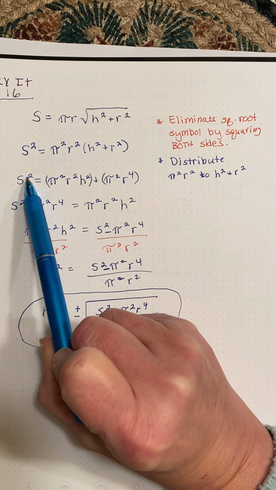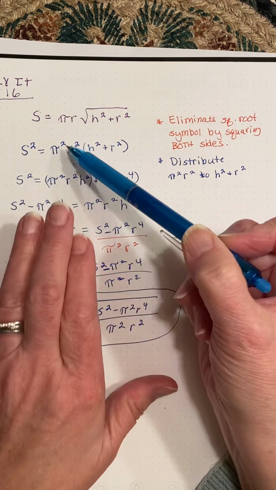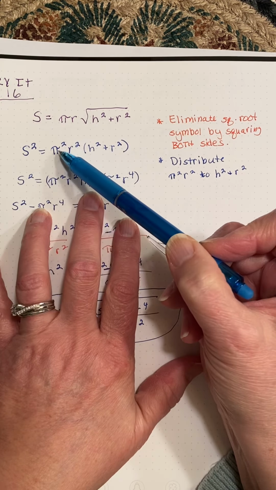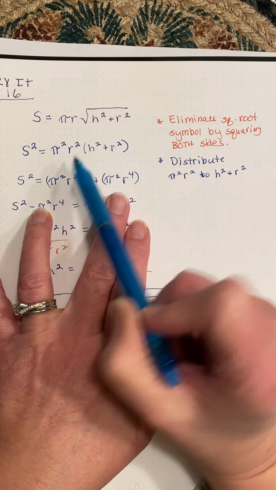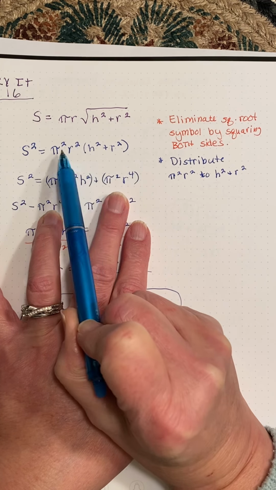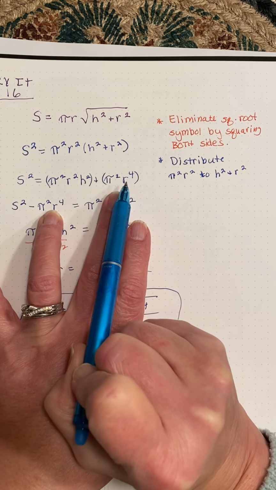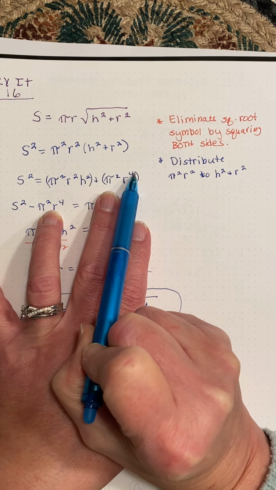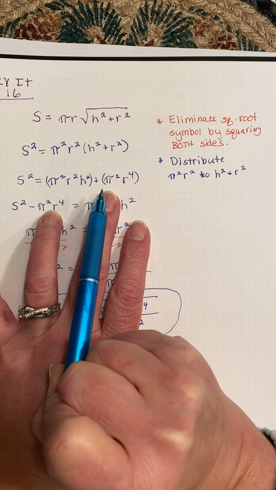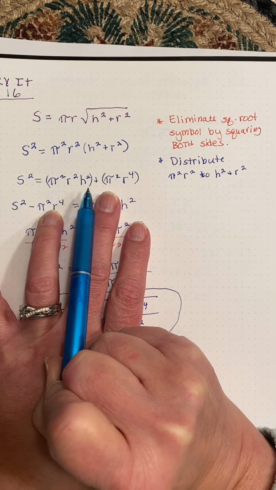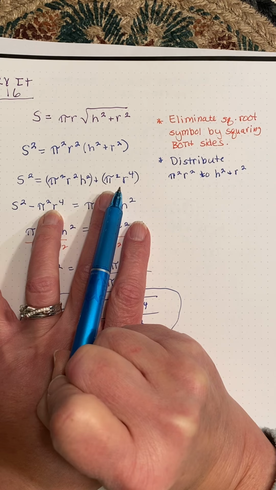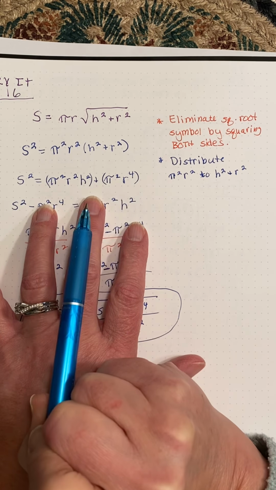So we have S squared over here equals pi squared R squared times H squared plus pi squared times, now look here, R squared times R squared. I have the same letter. That means I add my exponents, so it's R to the fourth, because I'm just adding those two. So there we go. I'm adding the exponents because I'm multiplying those two, rather. Okay, now I'm getting there.